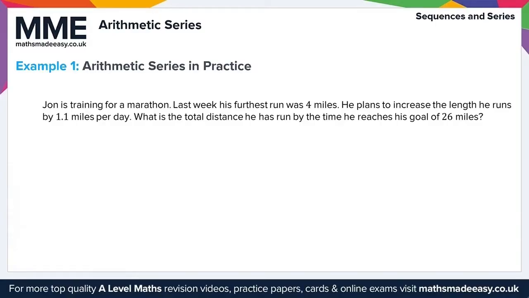Example 1 on the arithmetic series is taking a look at the arithmetic series in practice. And what we're told here is that John is training for a marathon. Last week his furthest run was 4 miles, and he plans to increase the length he runs by 1.1 miles per day. So this tells us that we're using an arithmetic series here because it's increasing by the same amount each day. And simply all we have to do here is find the total distance that he's run by the time he reaches his goal of 26 miles.